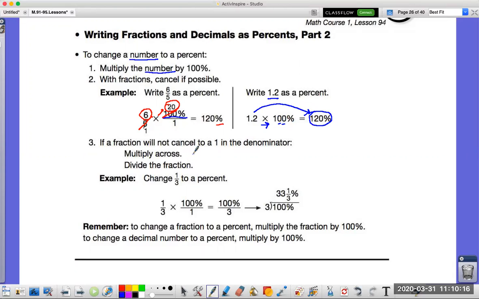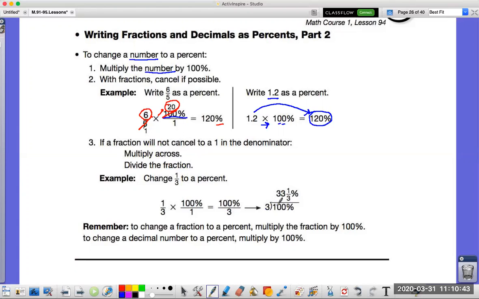If a fraction will not cancel to a 1 in the denominator like it did up here, all you have to do is multiply it straight across. So like 1/3 to a percent is the same. You have 100% in the top divided by, in the denominator, 3. So 100% divided by 3 looks like this. 100% inside the box divided by 3.